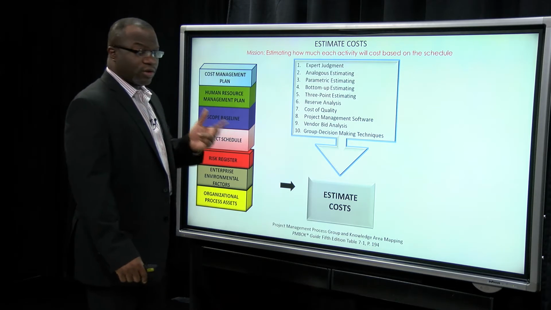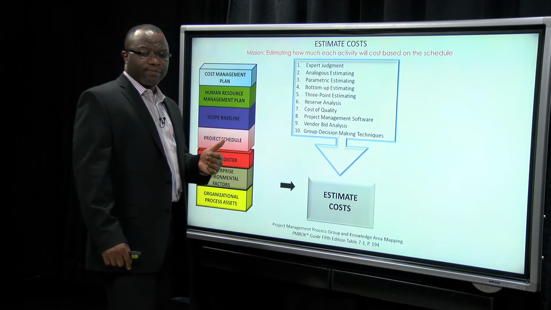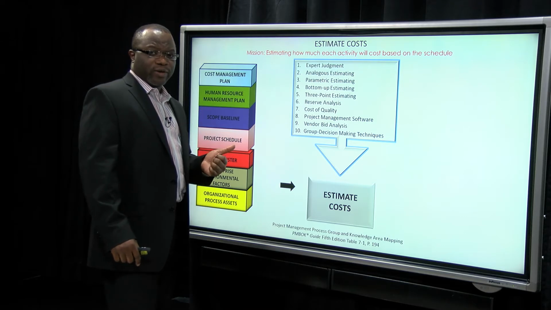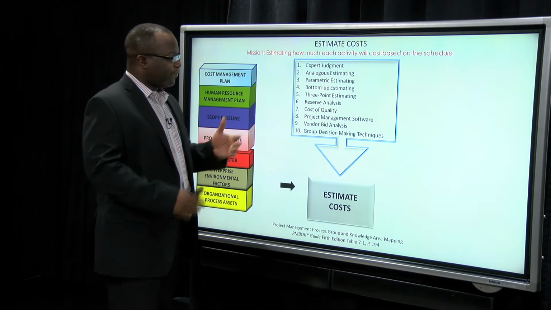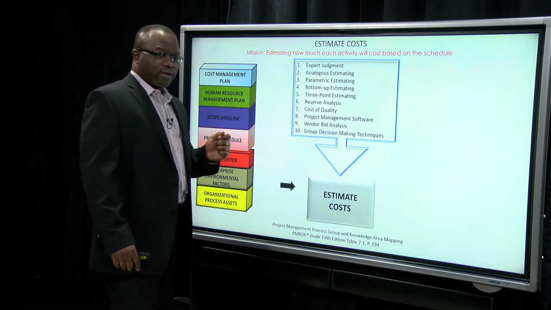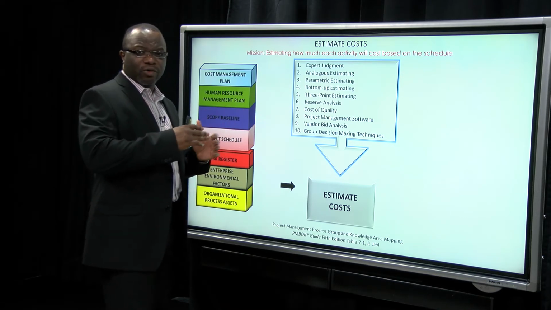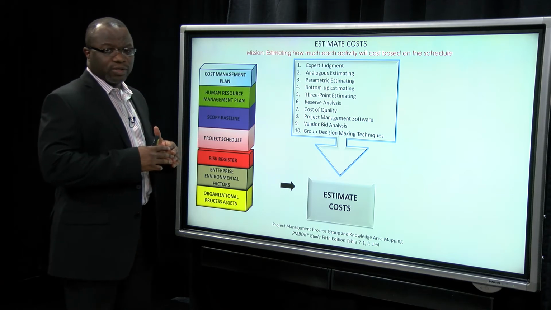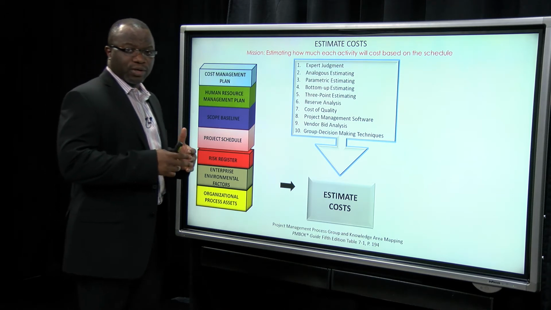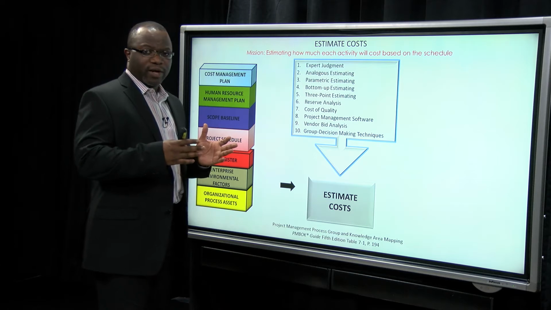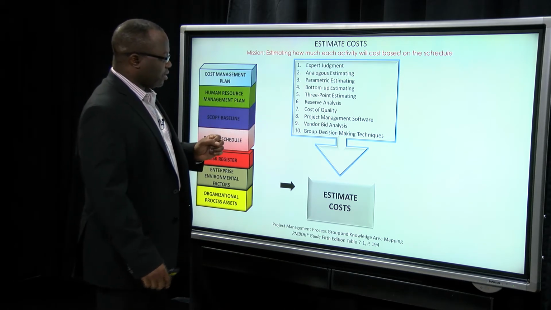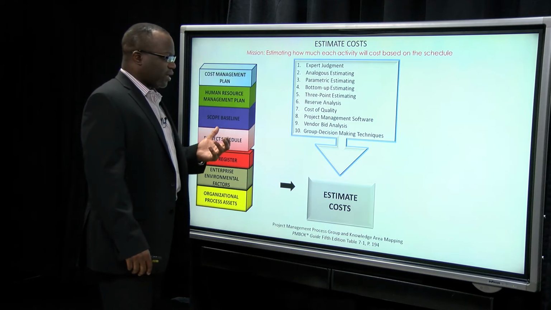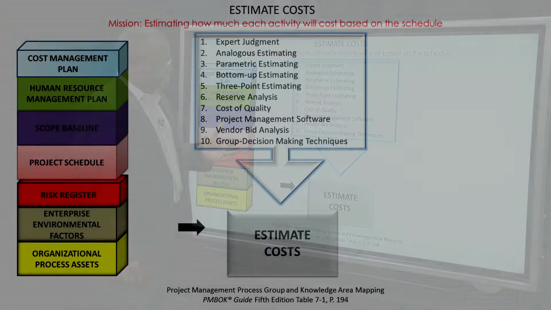3-point estimating, you've got 2 types. You've got beta, and then you've got the triangular. The triangular is P plus M plus O divided by 3, but in the case of the beta, it's slanted more to the side of the most likely. So you've got P plus 4M plus O divided by 6. Think about 4 MOPS divided by 6. Reserve analysis considers reserves in the task estimates to make sure we've got enough reserves in there.